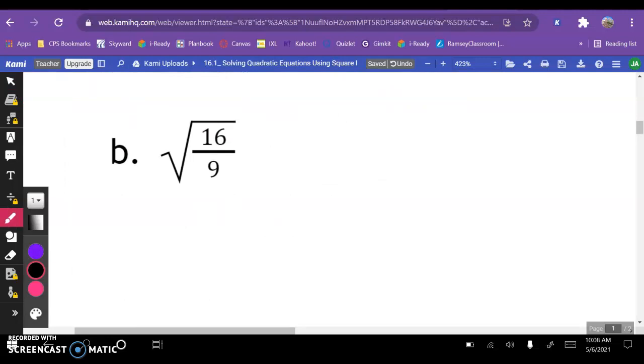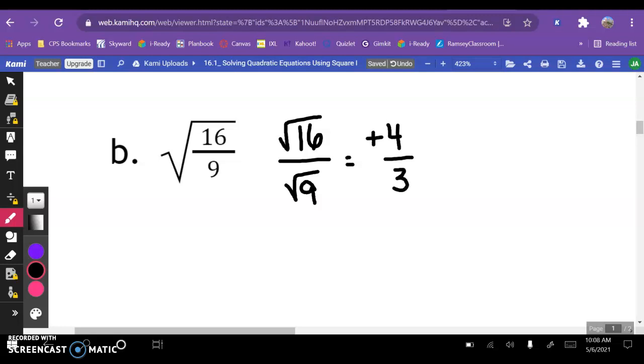This one is division, so we can break it up into the square root of 16 divided by the square root of 9. Both of these numbers are in our list of perfect squares, so we just take the square root of them. So the square root of 16 is 4, and the square root of 9 is 3. And remember, it's positive or negative 4/3.